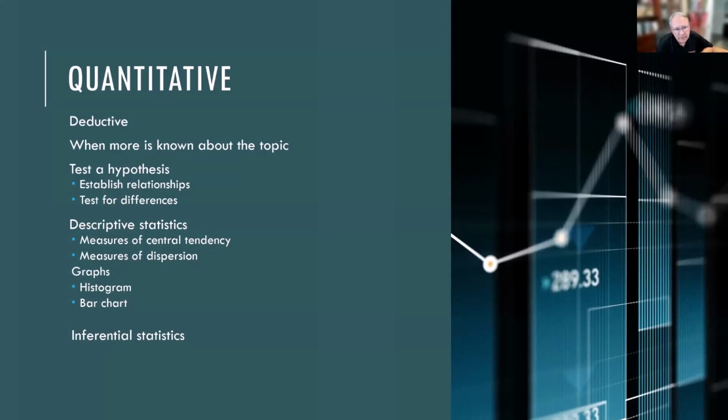Now moving into quantitative: quantitative is deductive, and it's done when more is known about the topic. With quantitative, you're going to test a hypothesis, which may be establishing relationships or testing differences. You'll do descriptive statistics, including measures of central tendency and measures of dispersion. You'll use graphical representations, things like histograms and bar charts, and you're going to use, which we're going to explore next time, the concept of inferential statistics.